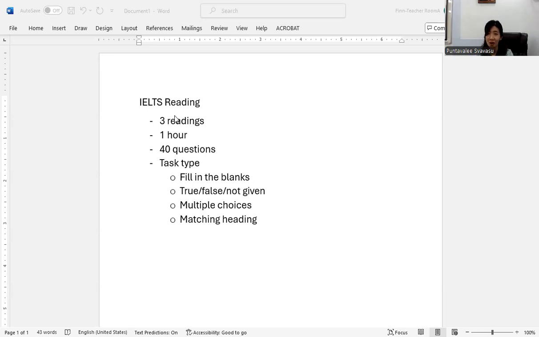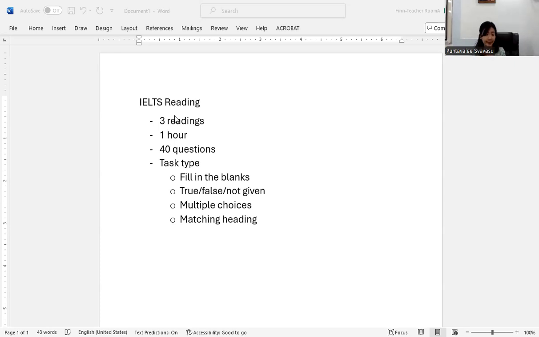And there are different levels of reading as well. The first one will always be the easiest, the second one will be a little bit more difficult, and the third one will be the most difficult of all the readings in the test, as it would be quite academic, and the vocabulary will be more difficult as well.